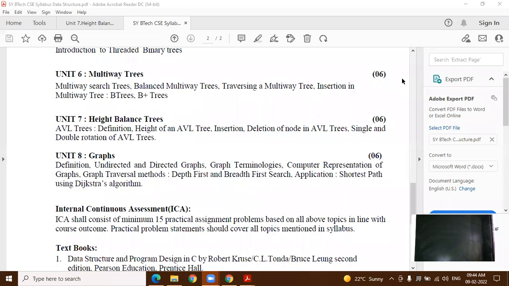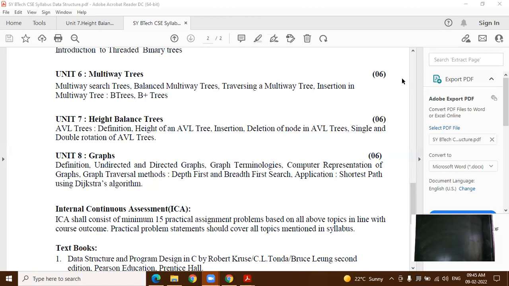And next is the insertion in multi-way trees. So B tree and B plus tree. These 2 points we have covered, right? I hope all of you have understood the B tree and B plus tree. So is there any doubt or any questions? Whatever the points we have completed yesterday, is there any question or doubt? You can ask, offline students also. Whatever the points we discussed yesterday, I hope you have understood.